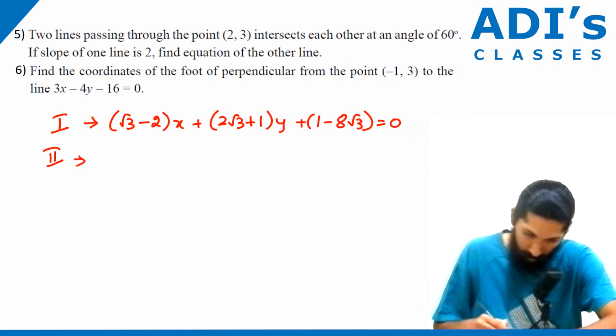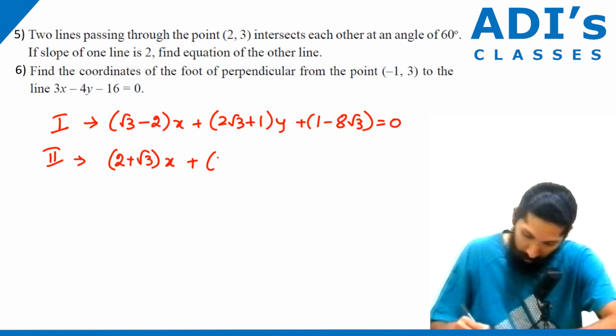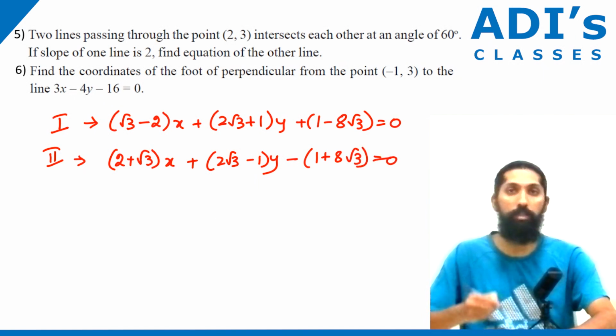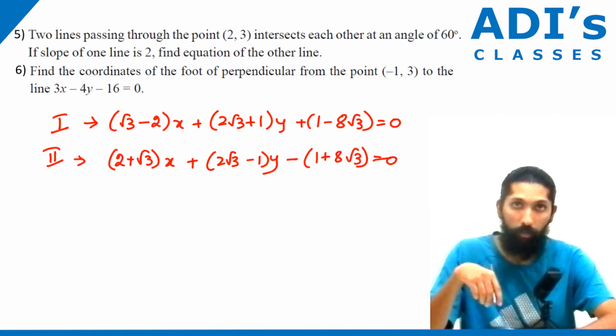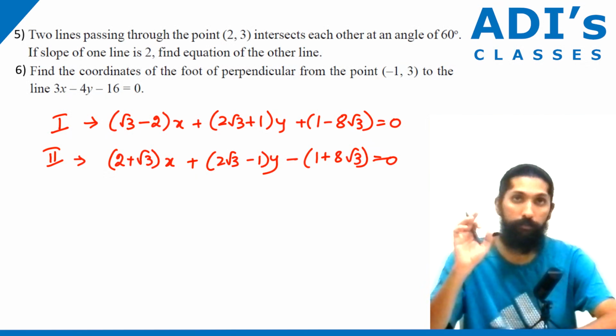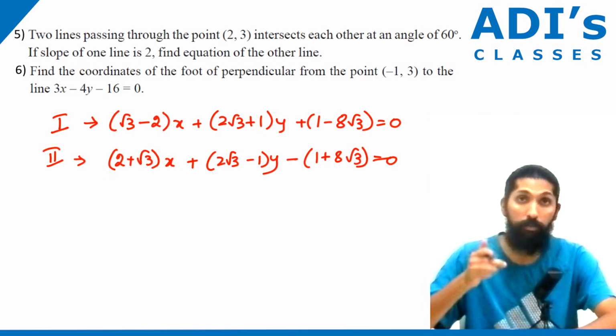In the second case, you're going to have (2 plus root 3) into x plus (2 root 3 minus 1) into y minus (1 plus 8 root 3) is equal to 0. This is going to be the second case. Okay, so these two are the answers for the fifth question. Fair enough. Now let's do the sixth one.